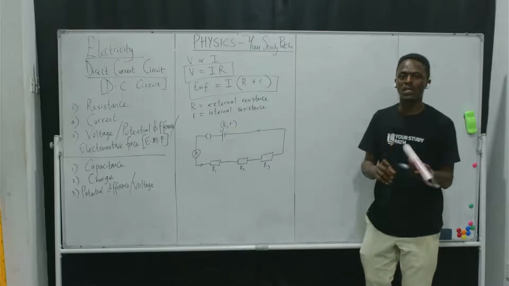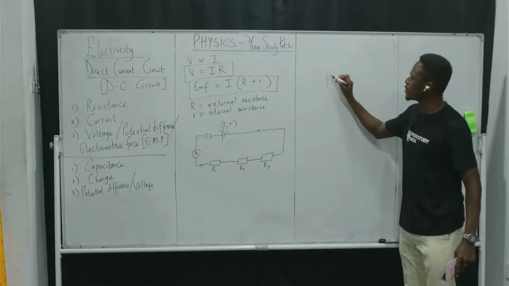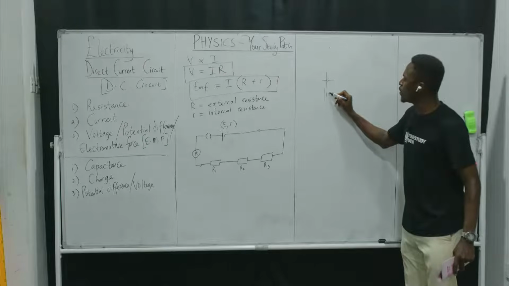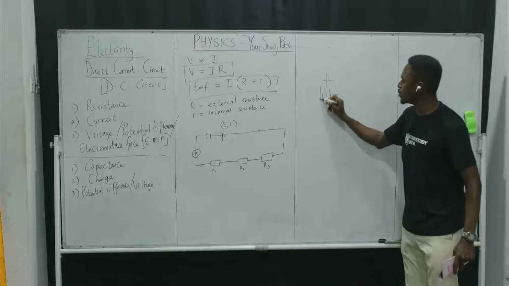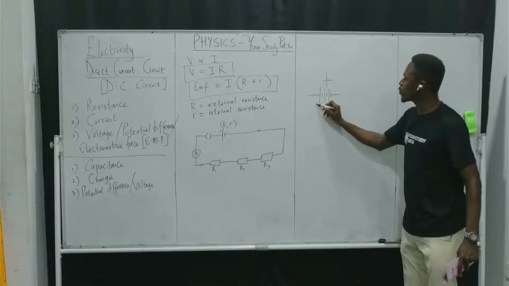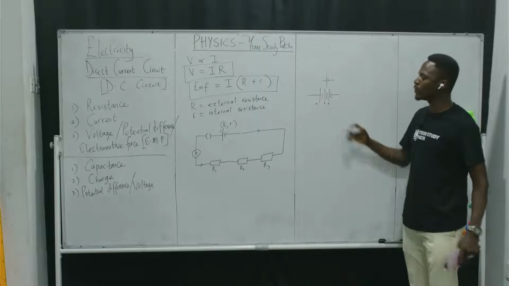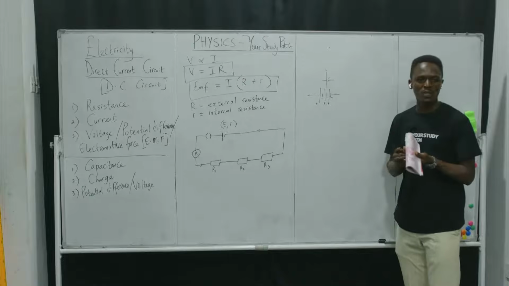What's the difference between a cell and a battery? A cell is a single long line and a single short line. The moment you have multiple, two or more cells, then you're talking about a battery. So positive, negative, positive, negative, positive, negative: you have this as a battery. But a single positive and negative terminal, then you are talking about a cell.